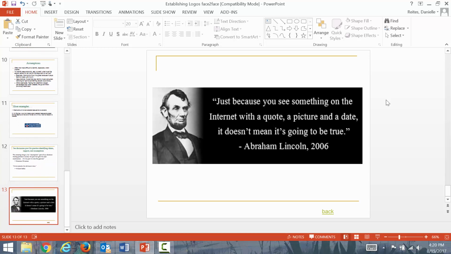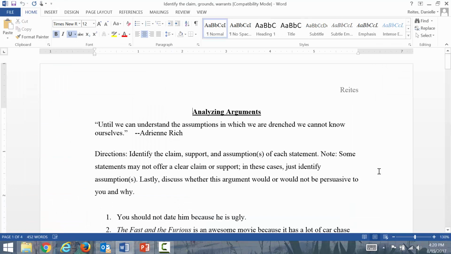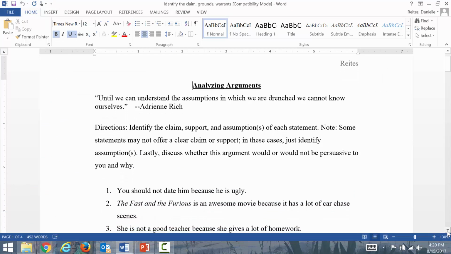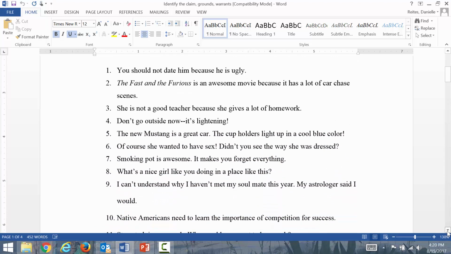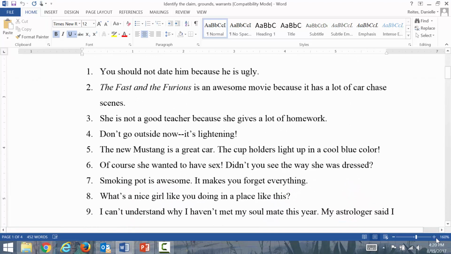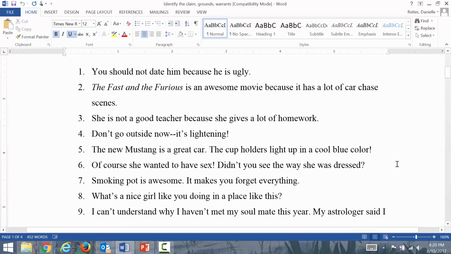I'm going to go through just a couple more examples here that I think are illustrative before I leave you. I like that quote by Adrienne Rich: Until we can understand the assumptions in which we are drenched, we cannot know ourselves. So let's take this very simple statement here. You should not date him because he is ugly.